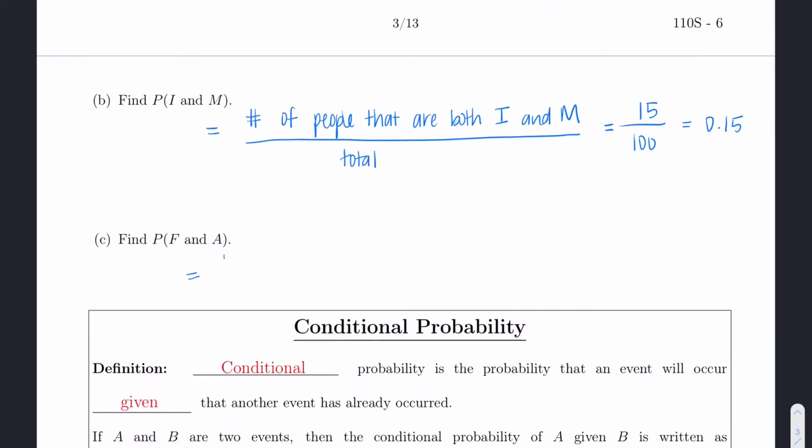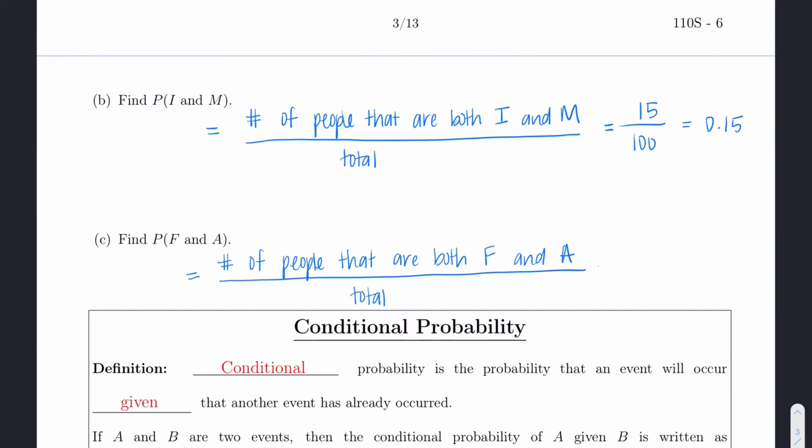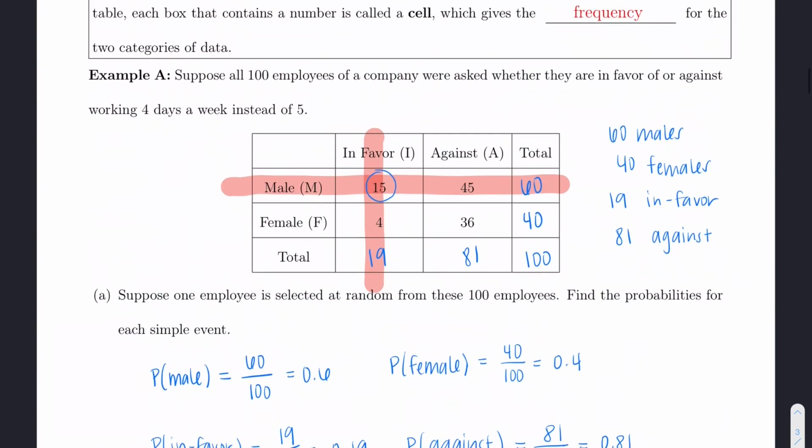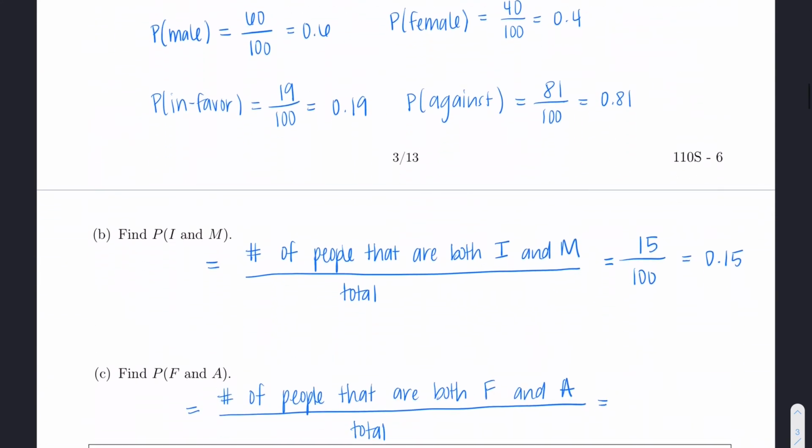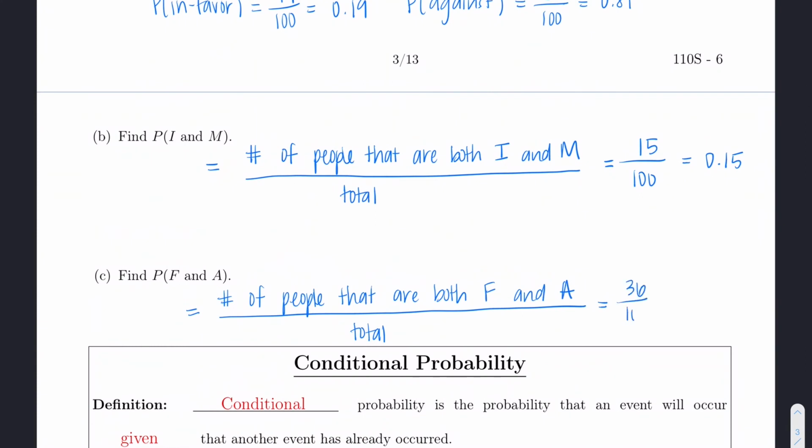This is asking for something very similar. The number of people that are both female and against, and I'm still going to divide it by the total. Here, rather than looking at these two columns, I'm going to look at how many people are against versus how many people were female, and the number I care about this time is 36. So I'm getting 36 divided by 100, which is equal to 0.36.